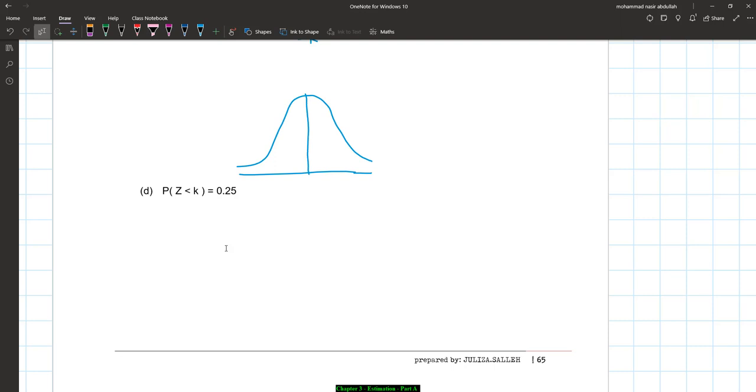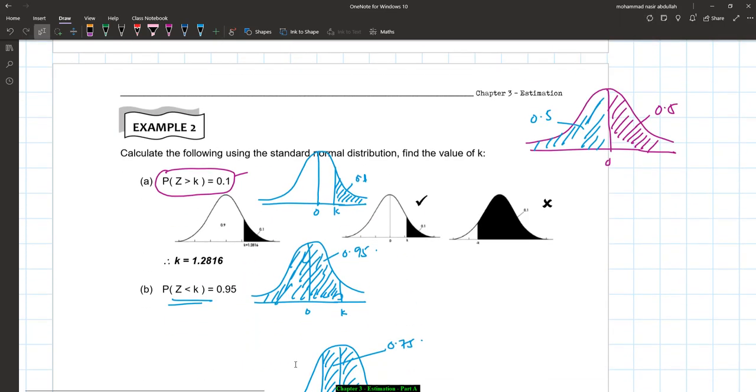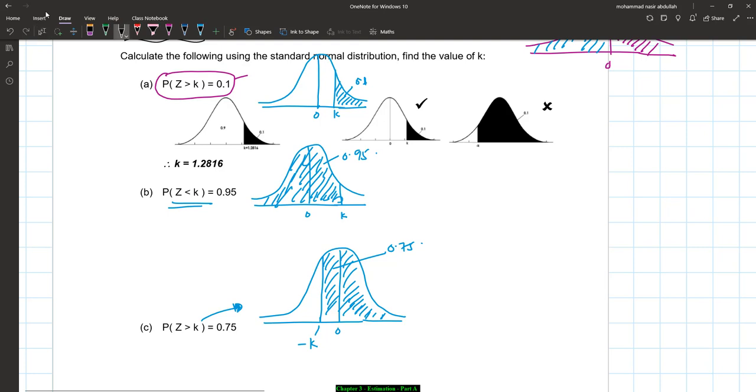Okay. Another one is the probability of Z less than K is equal to 0.25, right? So less than K is still 0.25. The whole area on the left hand side is 0.5, and less than 0.5 is 0.25, so it is a negative K here. This is the area that we want to find. Okay? So you need to know whether K is a positive or negative value by looking at the total probability value. Since this is very simple, how do you determine K is equal to 1.28, for the first example? You can see here, this is 0.1, this is the value of K.